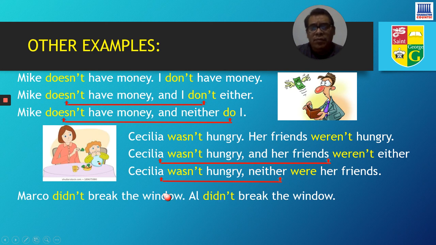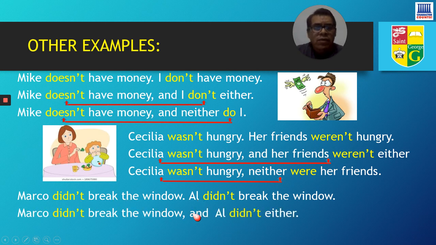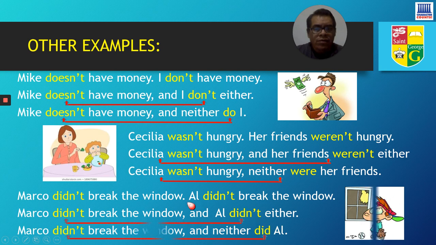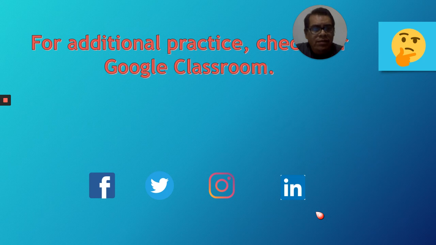Finally, we have an example using the auxiliary for the past, didn't. Marco didn't break the window, Al didn't break the window. Marco didn't break the window and Al didn't either. Either is at the end, the auxiliary is negative. Or using the word neither, we have Marco didn't break the window and neither did Al. Neither, positive auxiliary. This is the way we use affirmative and negative agreement.